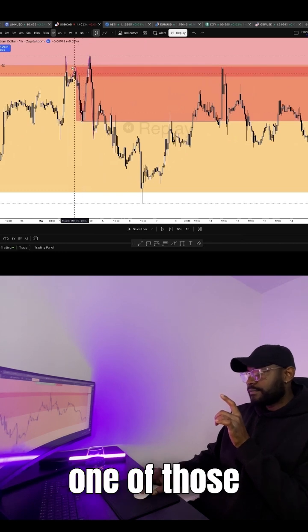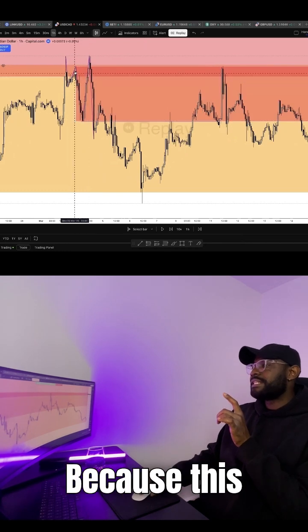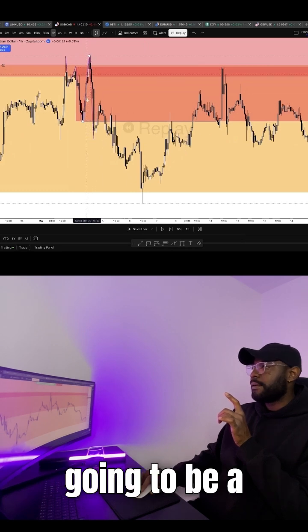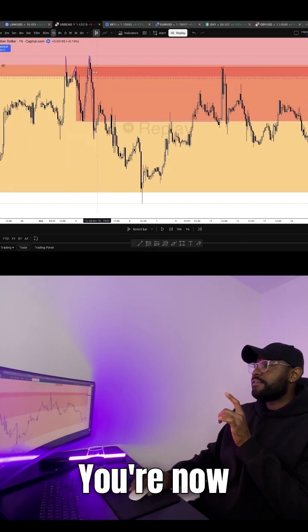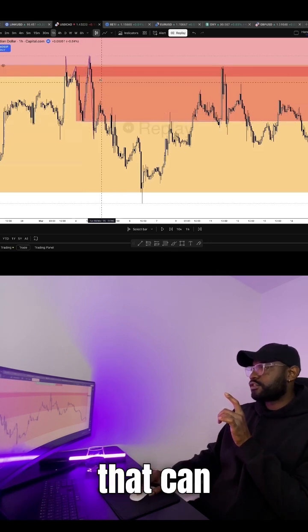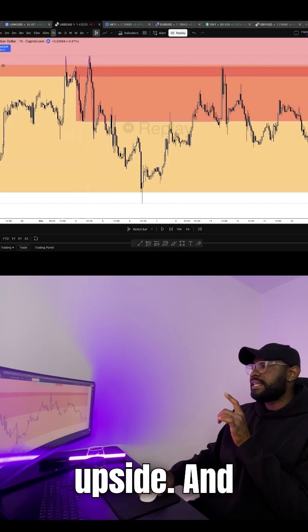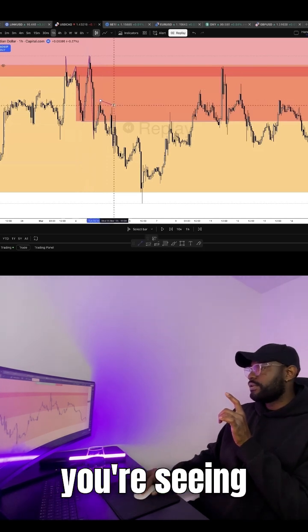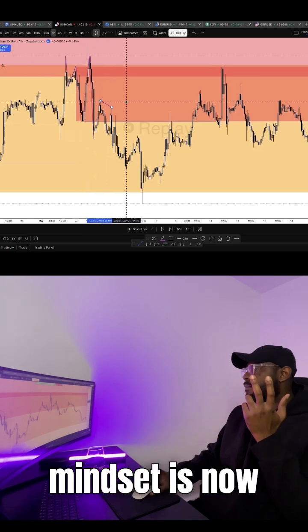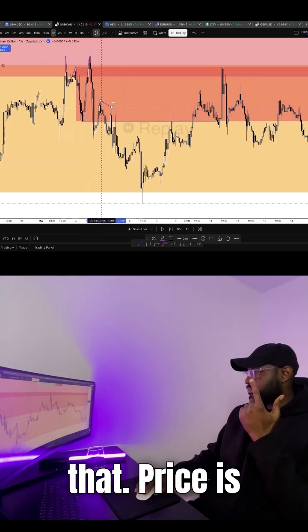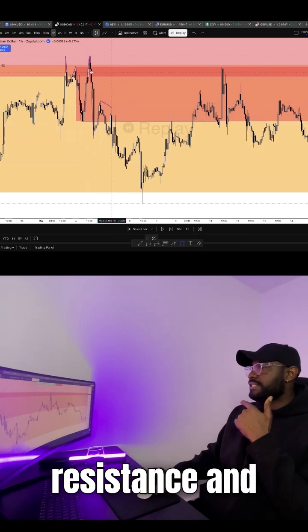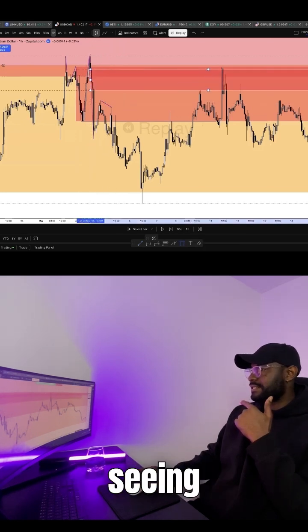This is one of those trades because this mitigation block is showing you that this entire zone is going to be a sell zone. You're now looking for key levels that are inside here that can attract price to come to the upside. Now, first thing you're seeing here, you're seeing low resistance. So your analytical mindset is now telling you that price is going to want to run this low resistance. And secondly, you're now seeing multiple imbalances.